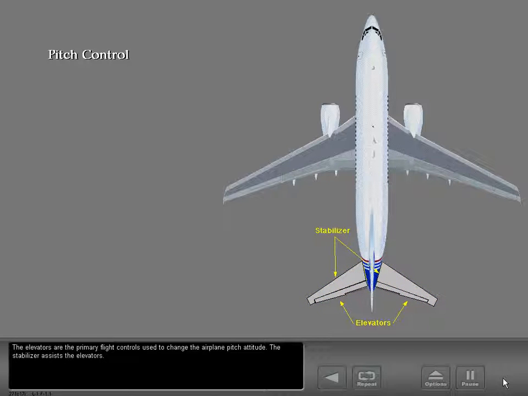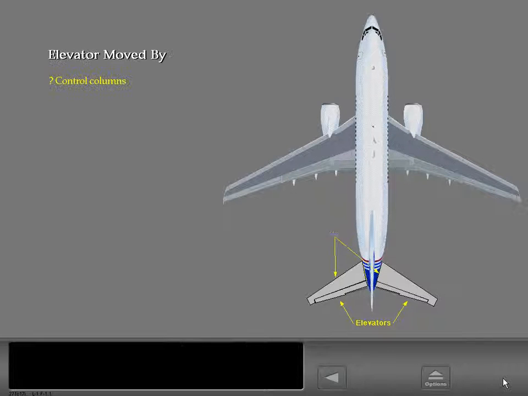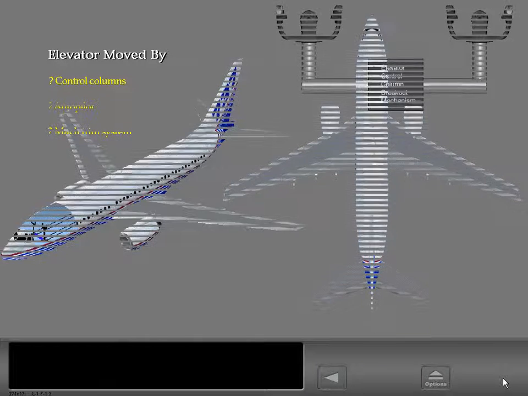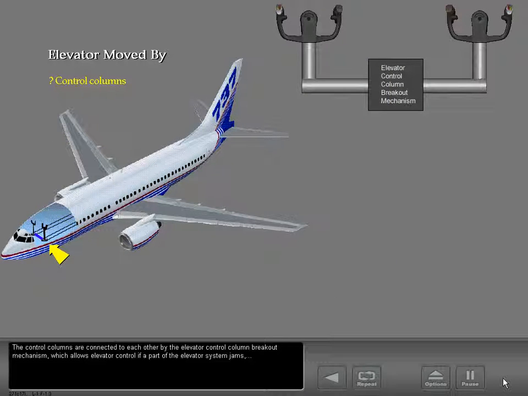The elevators are the primary flight controls used to change the airplane pitch attitude. The stabilizer assists the elevators. The elevator is moved by the control columns, autopilot, and Mach trim system. The control columns are connected to each other by the elevator control column breakout mechanism, which allows elevator control if a part of the elevator system jams.